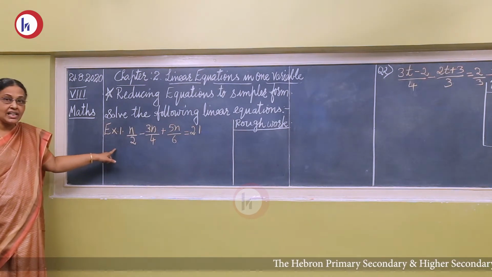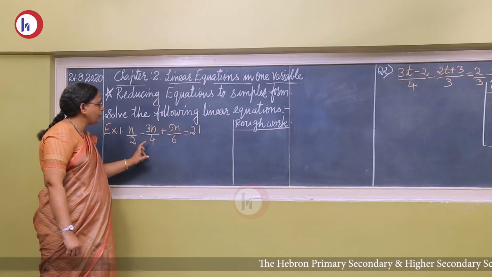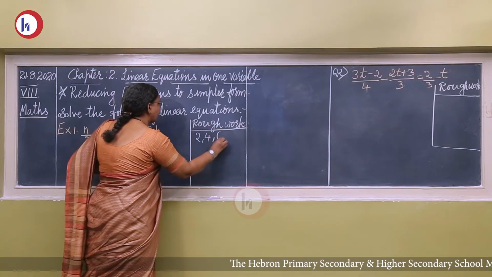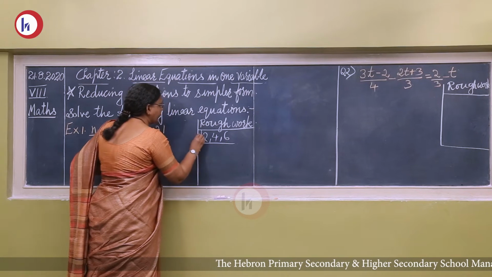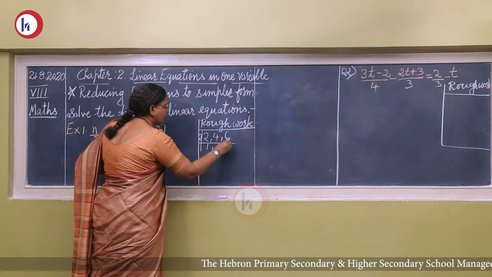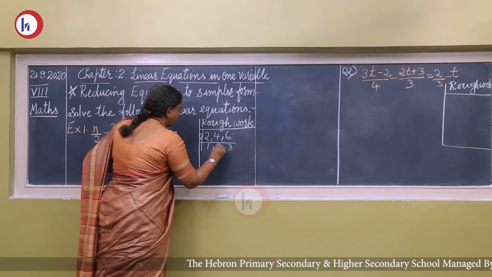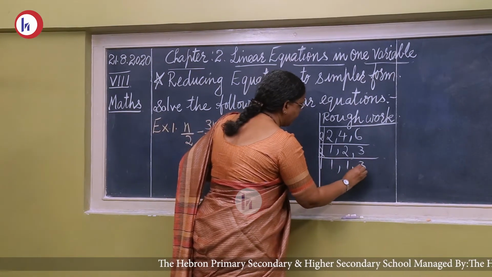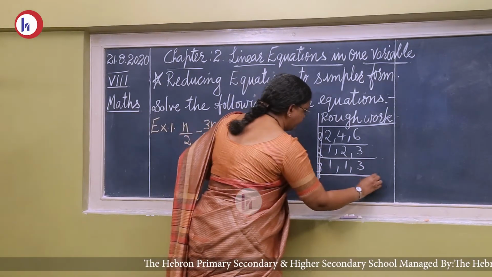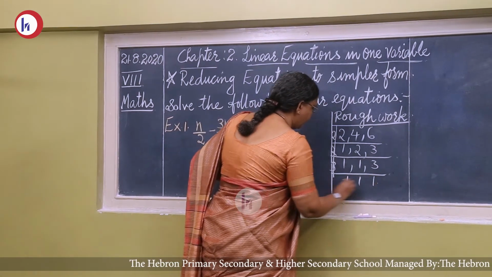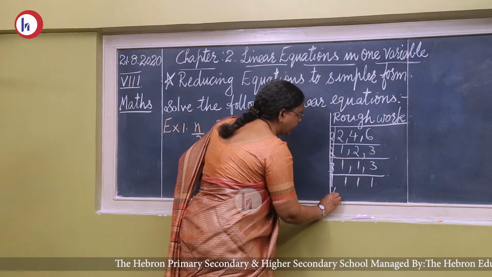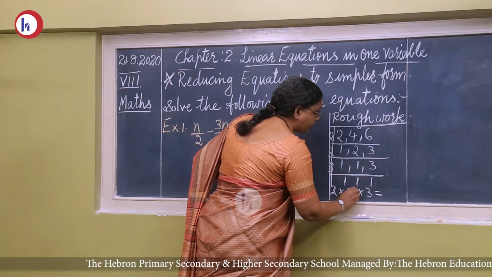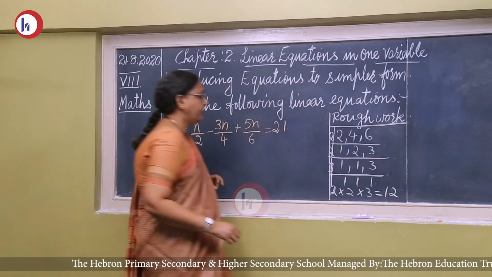First we have to find the LCM of the given numbers, that is 2, 4 and 6. You all have learned how to find the LCM. Take out the common factors: 2, then 3; again divide by 2, we get 1 and 3; then divide by 3, we get 1, 1. So the LCM is 2 multiplied by 2 multiplied by 3. 2 twos are 4, 4 threes are 12. So we get the LCM 12.